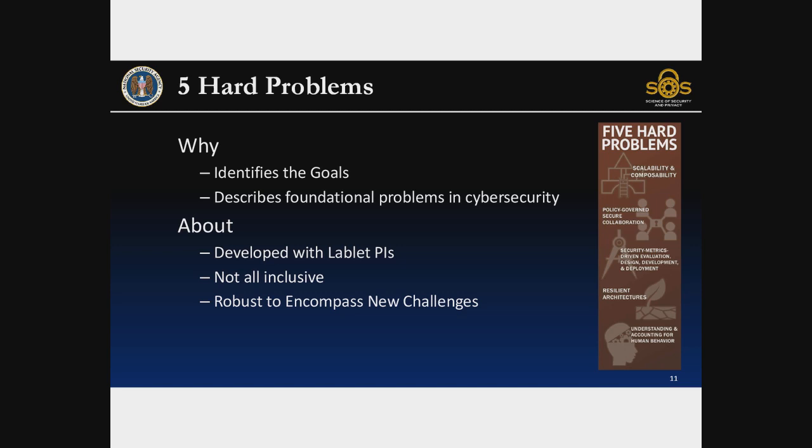The second hard problem is policy governed secure collaboration. How do you share information between people so that you make sure that the information is right, that it only goes to the people that it's supposed to go to? And so obviously privacy sounds like a component of that, but privacy actually has components of all of these issues.